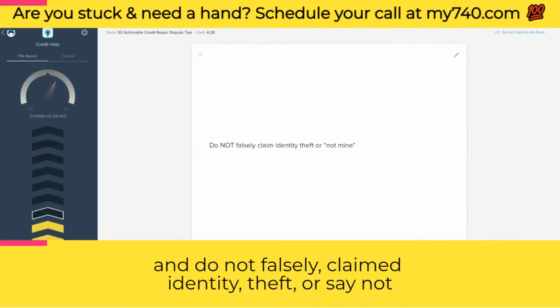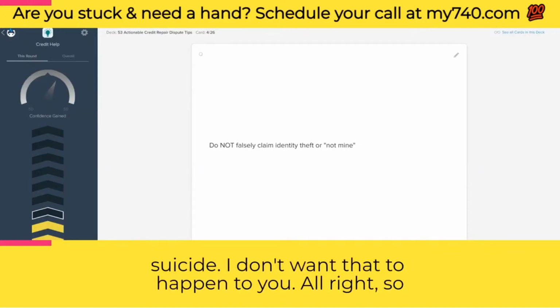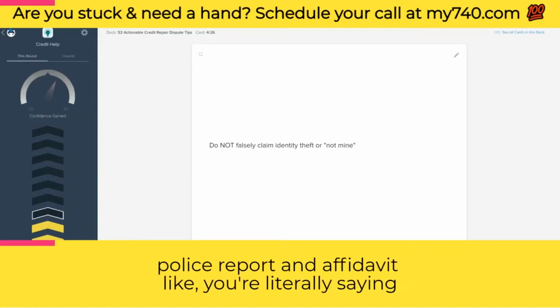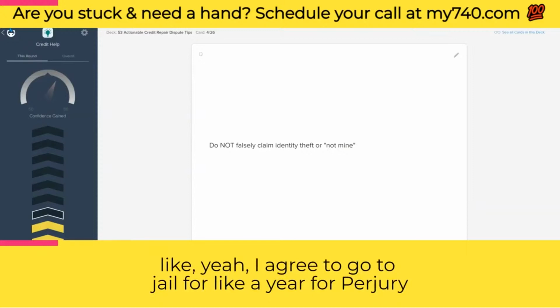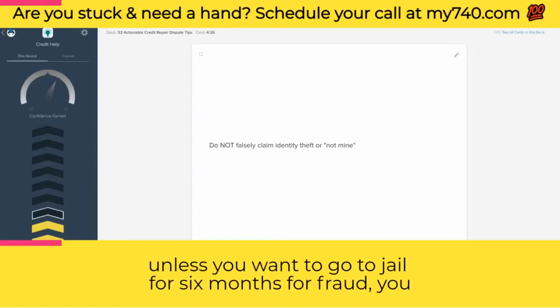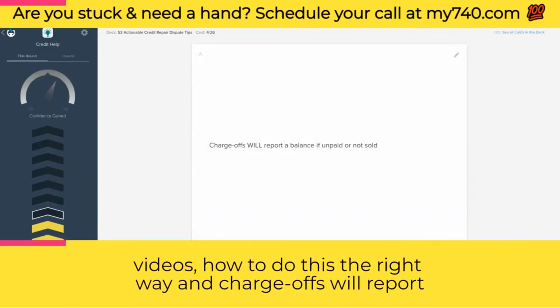And do not falsely claim identity theft or say not mine. Saying not mine, as you will find out, is credit repair suicide. And I don't want that to happen to you. All right. So when you falsely claim identity theft and you use a police report and an affidavit, you're literally saying, yeah, I agree to go to jail for like a year for perjury when it comes back and I'm totally lying. Okay. So unless you want to go to jail for 6 months for fraud, you probably shouldn't use this method. I teach you in my 500 videos how to do this the right way.